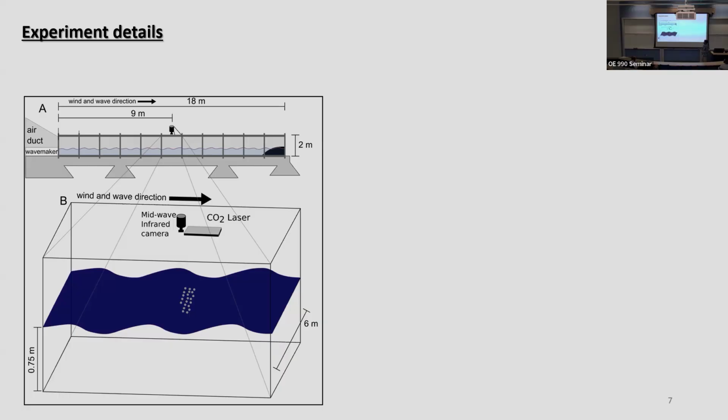Right, and this is also equipped with a wave maker, a beach at the end to kill off all the energy. The air comes in from here and moves up. Now, a blown up view of this is shown here. We have a mid-wave infrared camera, our active thermal marking system. Our active thermal marking system has two components. The first one is a mid-wave infrared camera and a carbon dioxide laser.